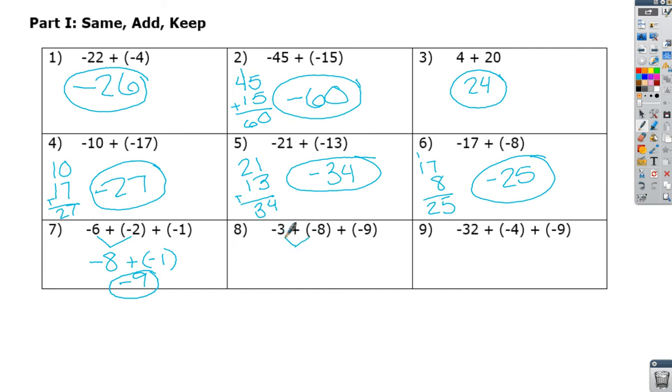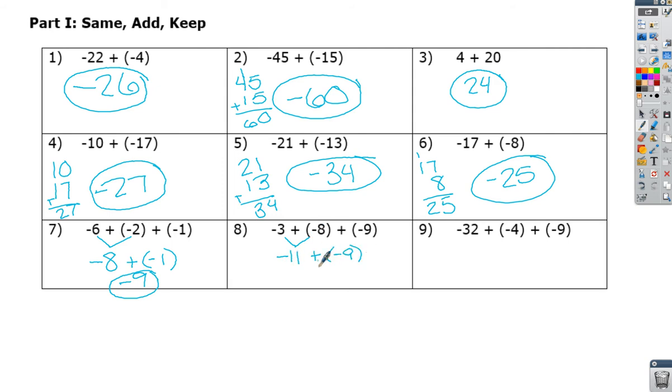So for this one, we are doing our first two numbers and then our third. We'll look at our signs. We have a negative 3 and a negative 8. If the signs are the same, we'll add and keep the sign. So 3 plus 8. 3 plus 8 is 11. And we're keeping our sign that we're using, which is a negative. And we'll bring down that negative 9.